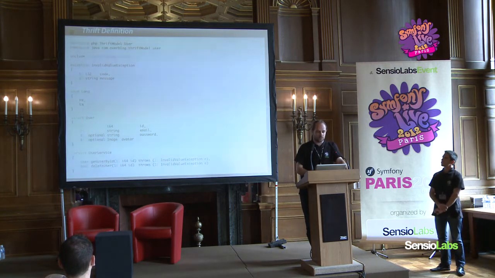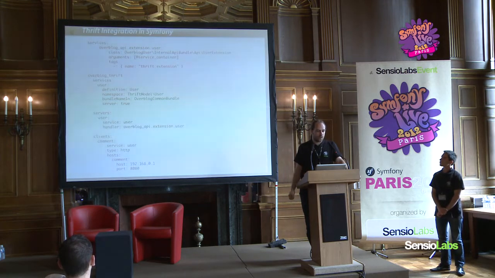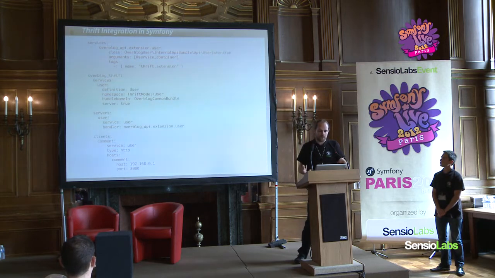Now, those definitions are compiled. And this is the configuration example, one example as squeezed into Symfony. You define your service and business class, very conventional. You tag it for the autoloader, and you can inject whatever you want. The definition of the Thrift bundle.